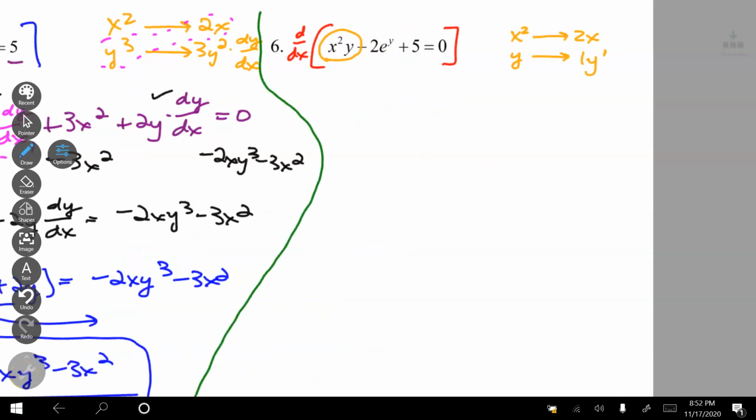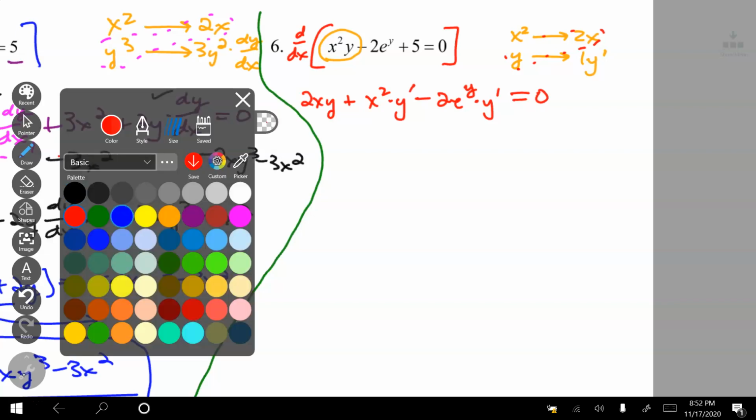So I started this one a little bit, and I saw right away x squared y is a product rule. I set up my product rule. I do this crisscross first. I get 2xy plus the other way is going to be 1x squared, and this time I'm going to use y prime, minus, well, 2e to the something is still 2e to the same something. Oh, there's a y there. Times another y prime, and then derivative of 5 is 0 equals 0.